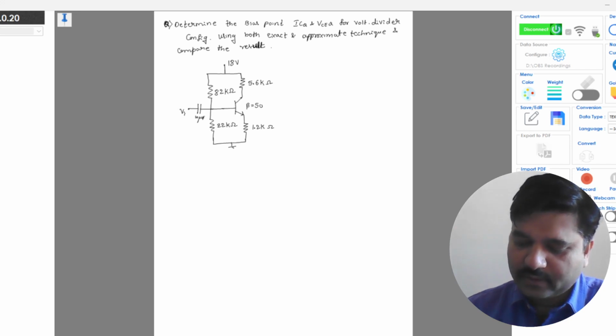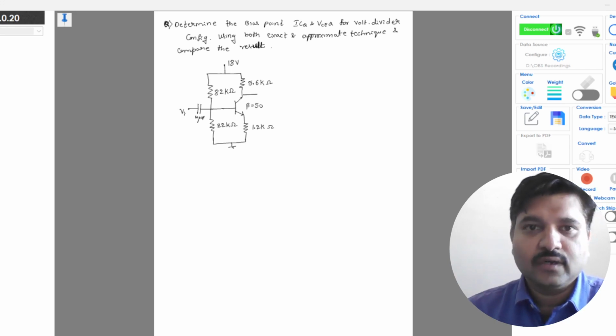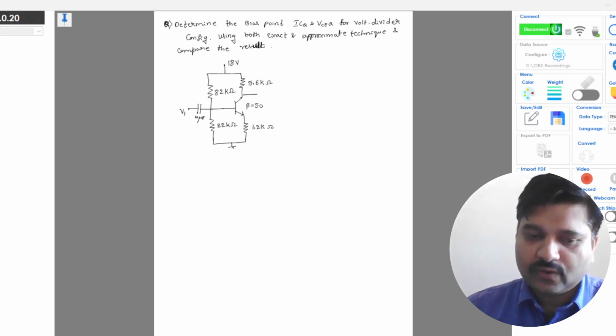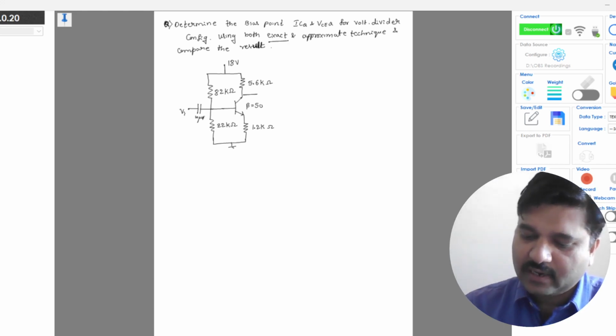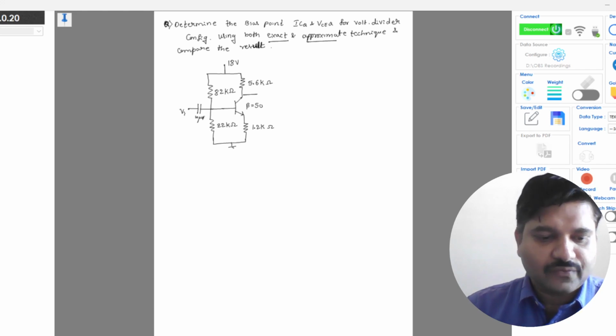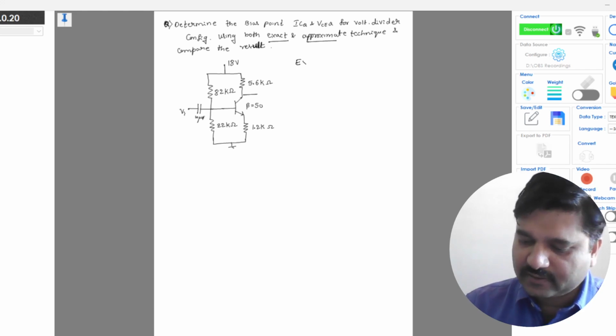So this is the voltage divider circuit, and the circuit is common emitter configuration. R1 and R2 are 82 kilo ohm and 22 kilo ohm. Supply voltage is 18 volt. RC is 5.6 kilo ohm, RE is 1.2 kilo ohm, and beta is 50. We have to do this for both the exact and approximate methods. So first we will start with the exact analysis.